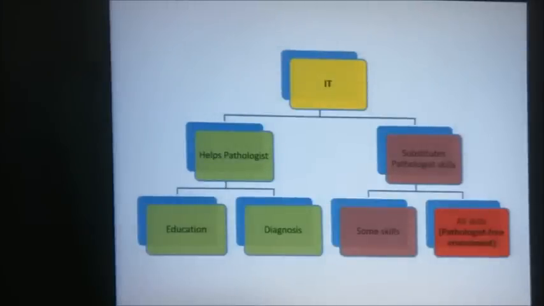So IT, the general idea, either it can help pathologists, and this is what we would like to have, but the other idea is some people would like to substitute pathologists completely. So let us take this one first. To help pathologists, yes, it has actually a very important role in education, and we'll talk about this. And the most recent now is in diagnosis, and we'll talk about this.